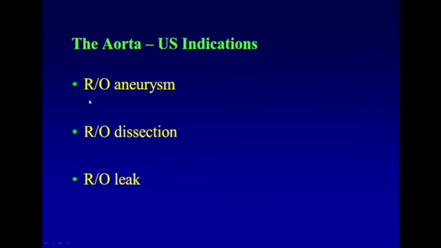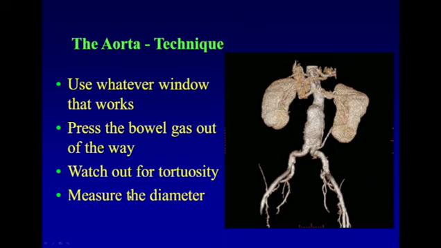The aorta. Okay, ultrasound indications: an elderly smoker, we want to rule out aneurysm. Somebody with pain, we might want to rule out dissection. Somebody with a lot of pain, we want to rule out rupture or leak. Typically that gets done with CT. So how do we image the aorta? Well, whatever window works. A lot of patients are gassy, so we may want to come in from the side. We want to push the bowel gas out of the way. If you're measuring diameters, you want to make sure you watch out for tortuosity and maybe do a little angle correction with your probe when you're measuring diameters.